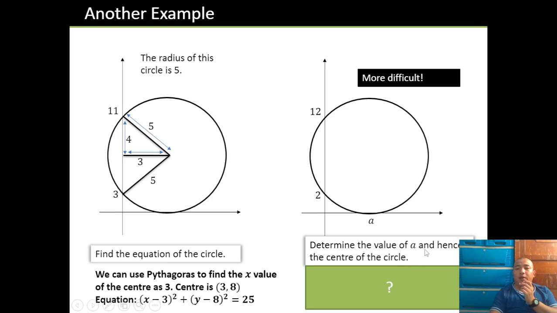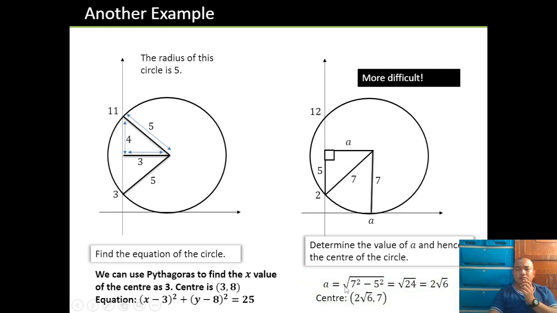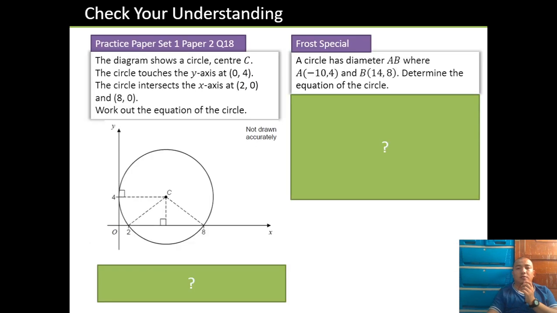Next, determine the value of A and hence the center of the circle. Since this is 2 and this is 12, this is 5 and this is 7. Therefore, what is A? By the Pythagorean theorem, 7 squared minus 5 squared is the square root of 24. So, 2 square root of 6, 7. Okay, that's the value of A. It's the coordinates of A, I should say.